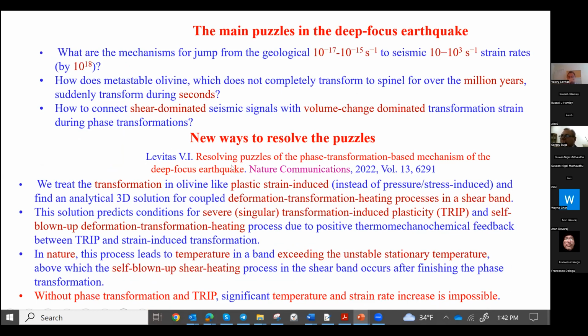And in this paper, we develop a theory, and I will describe it shortly now, but the two main points. First, we treat phase transition in olivine like plastic strain induced instead of pressure induced. And this was not done for any geological material. And second, we found an analytical 3D solution for the coupled deformation, transformation, heating process in a shear band. And this solution predicts first a singular, that means infinite, transformation-induced plasticity shear, and also a self-blown-up deformation and transformation heating process. And both these processes allowed us to resolve these puzzles quantitatively, I mean to within an order of magnitude, and explain the mechanism of deep focus earthquake.